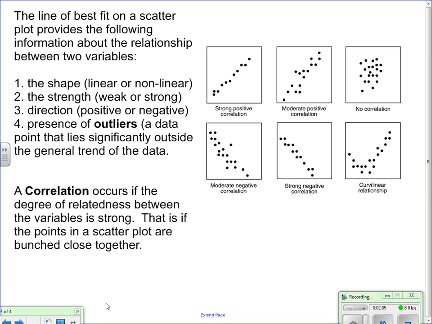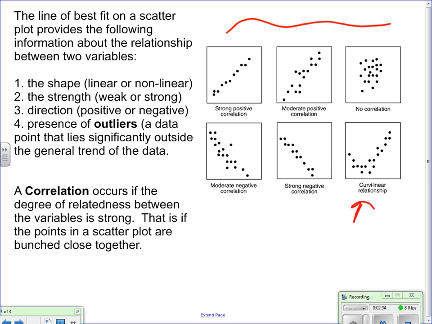Now, the line of best fit on a scatter plot provides us with the following information about relationships. It gives us the shape. So we can tell if something's linear or nonlinear. This one, for example, is not really linear. It's more curved. The other examples are all linear trends. It can also tell us the strength.